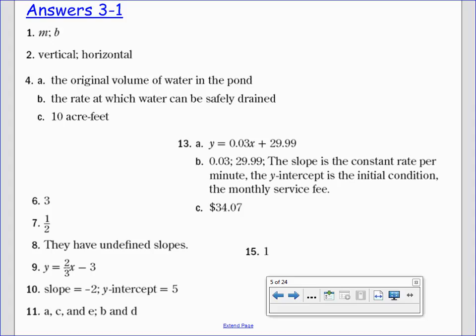11, A, C, and E for the first part, and then B and D for the second part. 13, y is given by 0.03x plus 29.99. 0.03 is the slope, it's the constant rate per minute. And then the y-intercept is the initial condition, or in this case, the monthly service fee. C, it costs $34.07. Number 15 is 1.